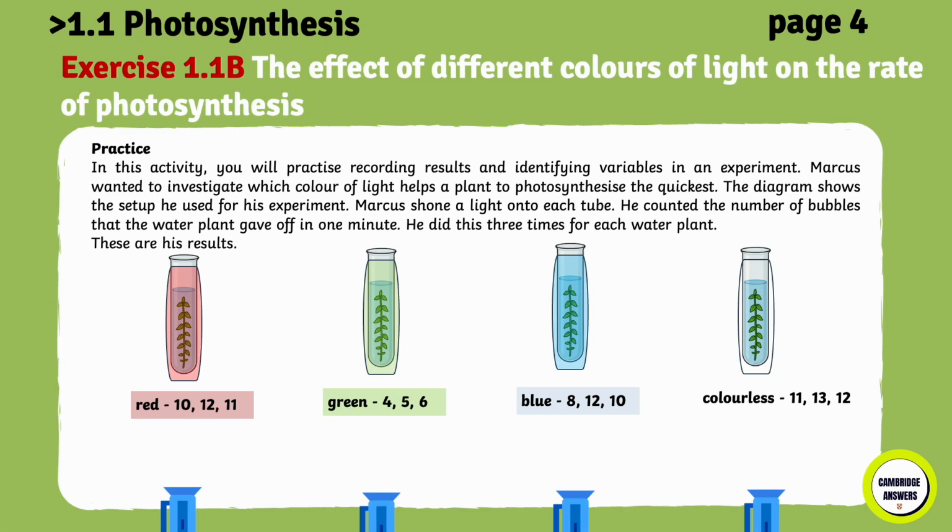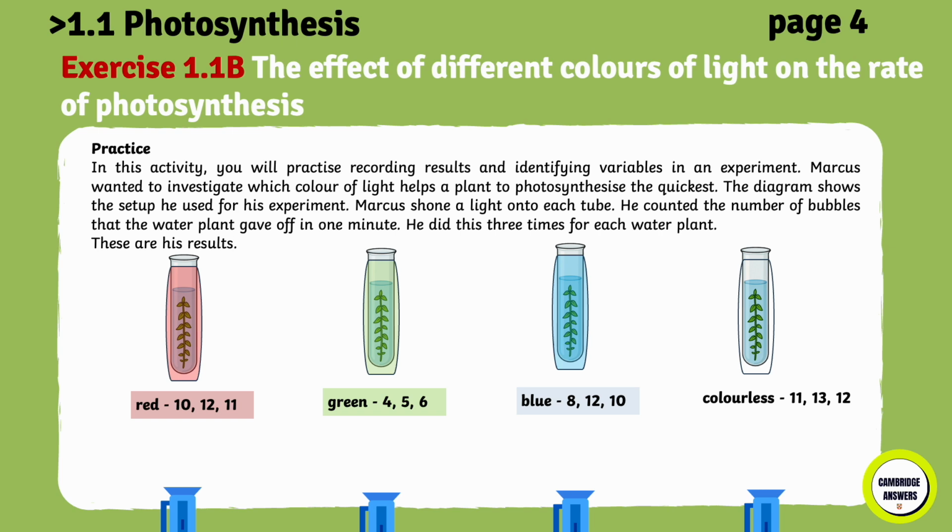Now we move to exercise 1.1b, the effect of different colors of light on the rate of photosynthesis. Marcus wanted to investigate which color of light helps a plant to photosynthesize the quickest. Here's how he set it up. He placed water plants in test tubes and shone a lamp on each one. To change the color of the light, he covered the lamp with different colored cellophane sheets. Then he counted the number of bubbles released in 1 minute. And to make it fair, he repeated the test 3 times for each color.